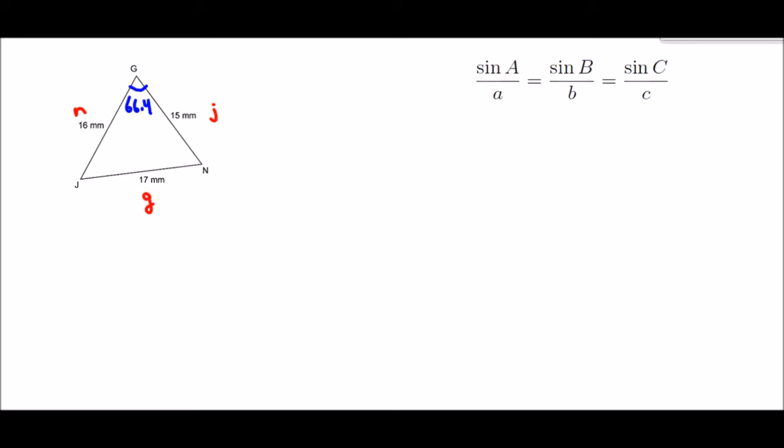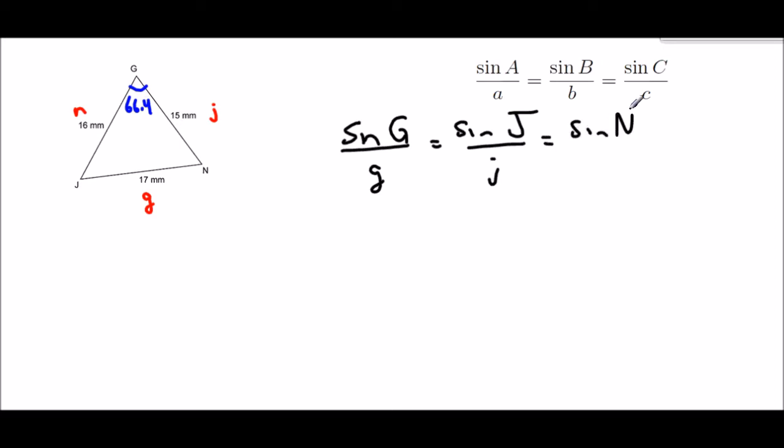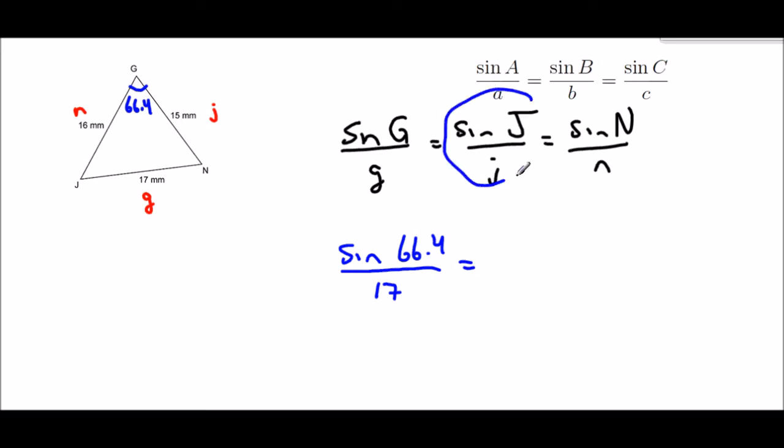So for this question, of course, we're not using triangle ABC, so let me rewrite the sine law properly using the letters of this question. So sine G over little g is sine J over little j, and that's sine N over little n. So because I have all components of G, let's sub those in. So sine G is sine 66.4 over side g, which is 17. And let's do J first. So I don't know angle J, but I do know that side j is 15.